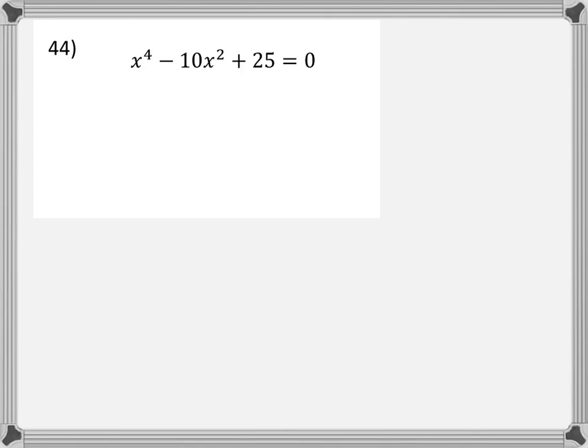Okay, this equation looks a little different. x to the 4th minus 10x squared plus 25 equals 0. Well, this is definitely not a radical equation, but it's not quadratic either because we have an x to the 4th term. But it looks very similar to a quadratic equation. So this is something that is considered to be in quadratic form. And we're going to use substitution, or sometimes called u substitution, to solve this. So I'm going to set u equal to x squared, which is my middle variable expression.